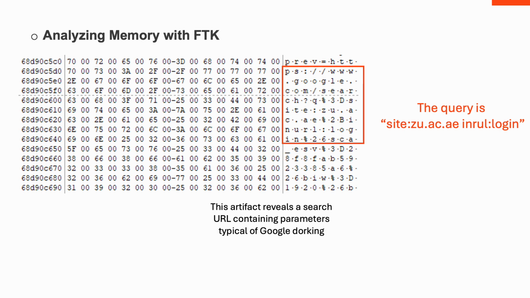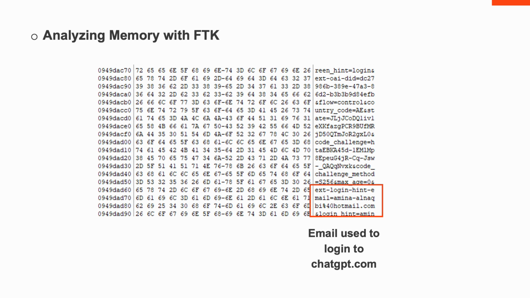Again, here we found traces from our scenario, and this is around Google queries or advanced Google queries and Google hacking techniques like site:target or inurl login pages that look for specific login pages to attack, and we were able to identify this within the memory, and it was clearly visible in here. And here we were able to identify the potential email used by the attacker to log in to ChatGPT.